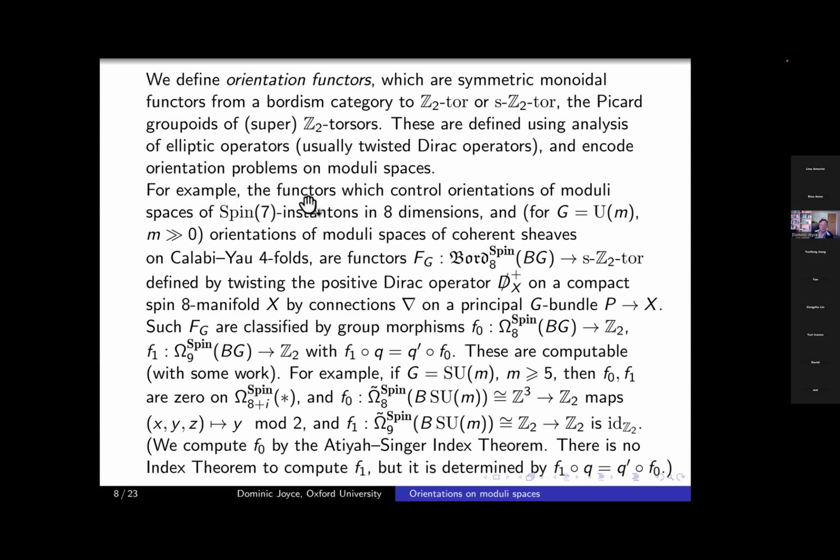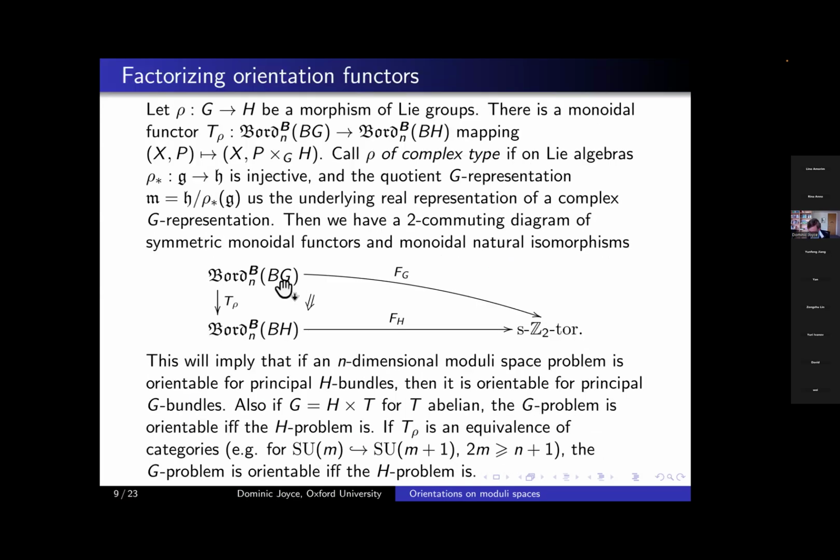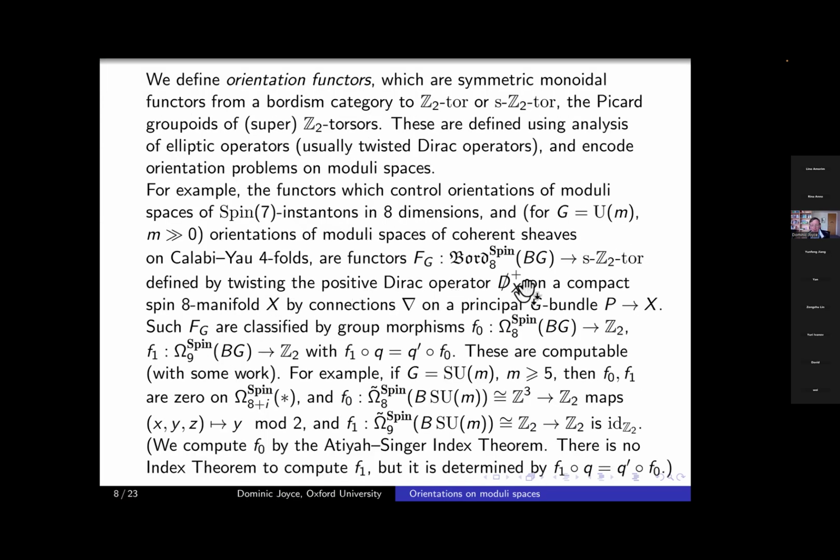So, for example, the functors which control orientations of moduli spaces of spin 7 instantons in 8 dimensions, in the case G is U(m) for m large, and also control orientations of moduli spaces of coherent sheaves on Calabi-Yau fourfolds, are functors F_G going from bordism Spin of BG into the super Z2 torsors. They're defined by twisting the positive Dirac operator on the compact spin 8-manifold X by connections ∇ on principal G-bundles P.